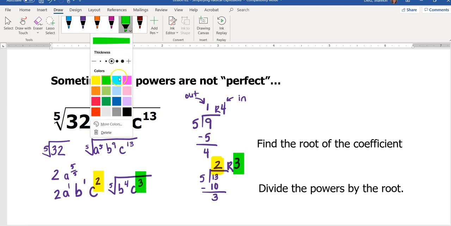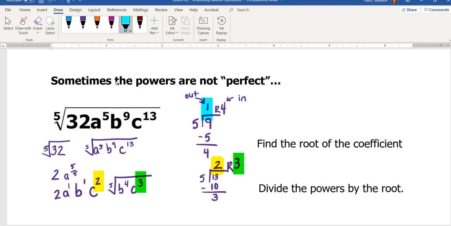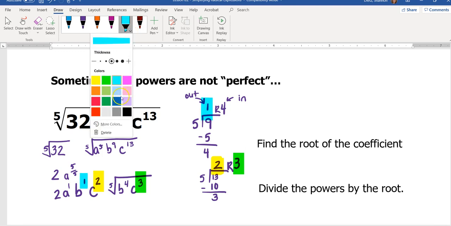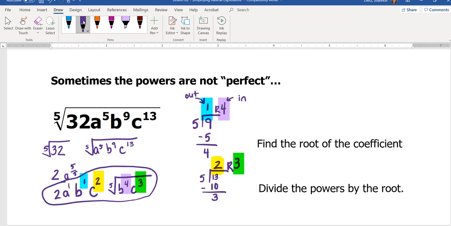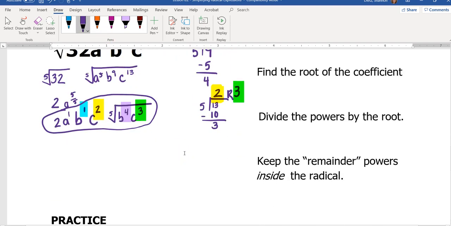It'll be the same thing up here. When we're looking at my exponents for the b, the 1 came out, but we still had a remainder of 4, so that 4 exponent stayed inside. And this would then be my final answer. So 2, a to the 1st, b to the 1st, c to the 2nd, times the 5th root of b to the 4th, c to the 3rd. A little funky. With more practice, I think you'll be feeling a little bit more confident.